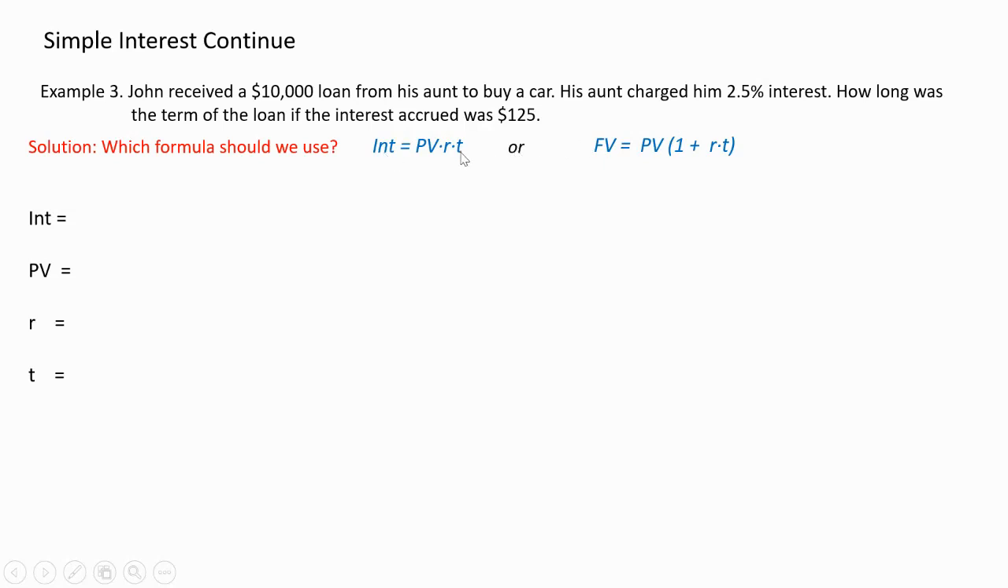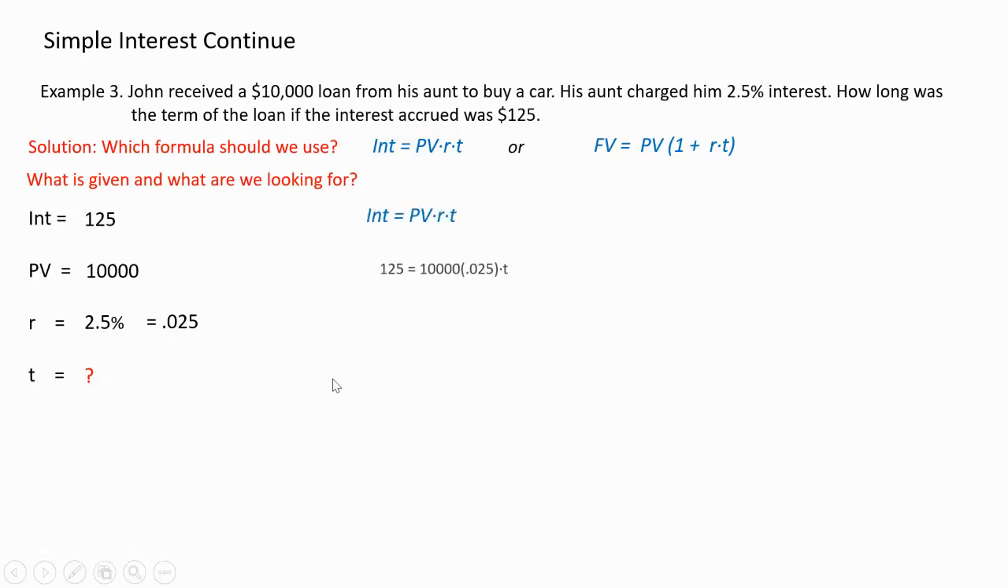But we're looking for time now. So we're looking for the time. The present value is 10,000, and the interest accrued, the INT, will give us 125. Everything else is in place. Remember that the interest rate has a percent symbol, so that's really easy to diagnose. This is the right interest rate.